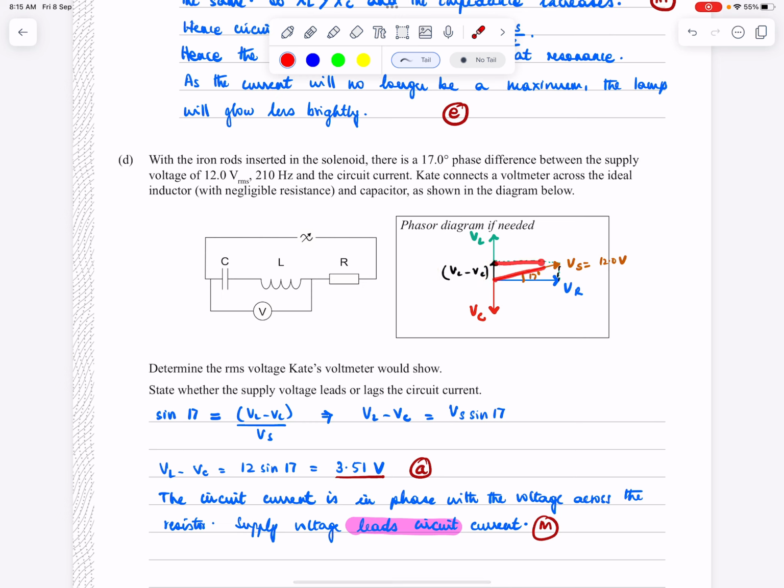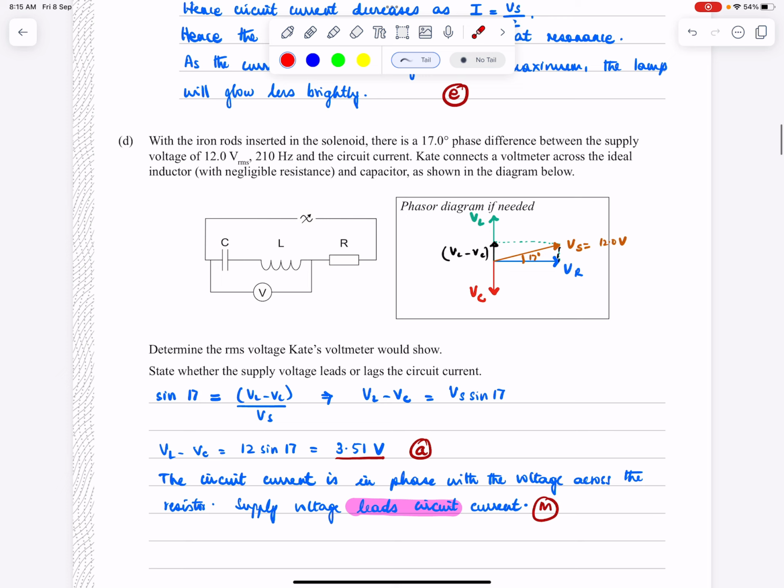Now, you complete this parallelogram, and this diagonal will give you your supply voltage, which is 12 volts. So you know the 12 volts, you know your 17 degrees, you just have to get this little bit. So the way you do that is sine 17 is this VL minus VC, that's what the voltmeter reads.